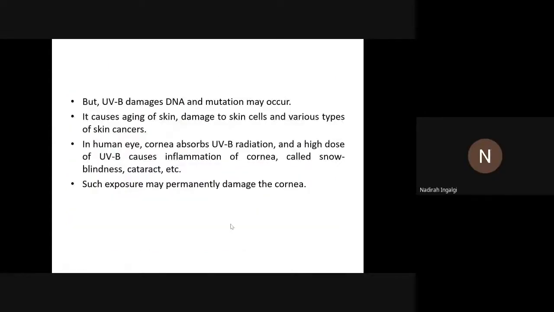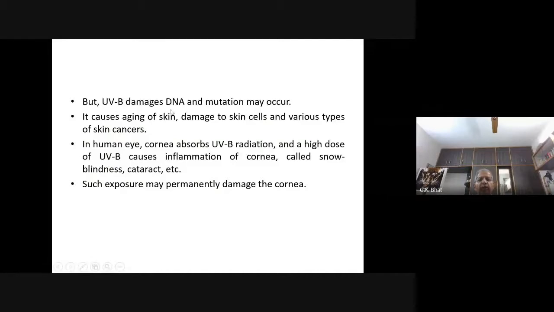But UVB damages DNA and mutation may occur. Whenever ozone thickness reduces, UVB and UVC can affect more. It causes aging of skin, damage to skin cells, and various types of skin cancer. In the human eye, the cornea absorbs UVB radiation, and a high dose of UVB causes inflammation of the cornea called snow blindness or cataract, etc. Such exposure may permanently damage the cornea.